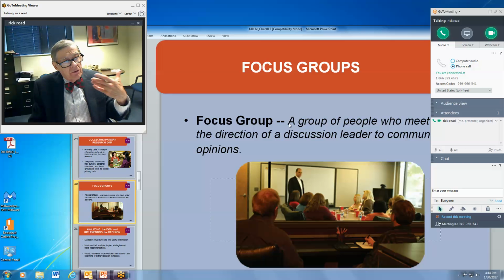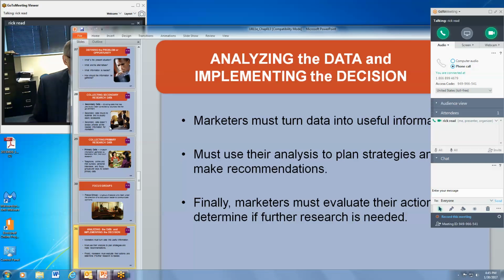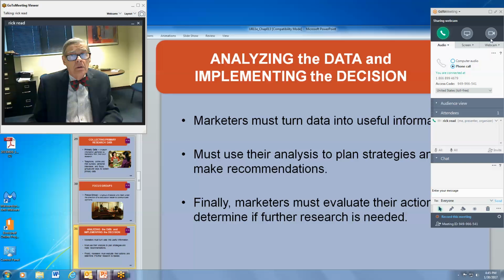And most of us are not trained that way. So you want to make sure that you have somebody who really understands what a focus group is and how to get the most out of a focus group. By the way, when I say that, please don't say I'm demeaning focus groups. They're very, very important. It's just that you want to have the right person moderating a focus group.